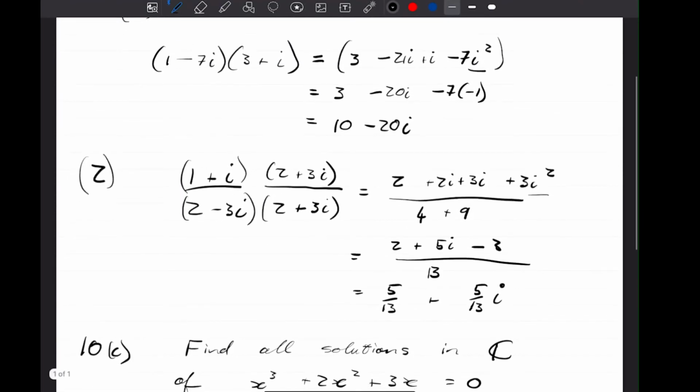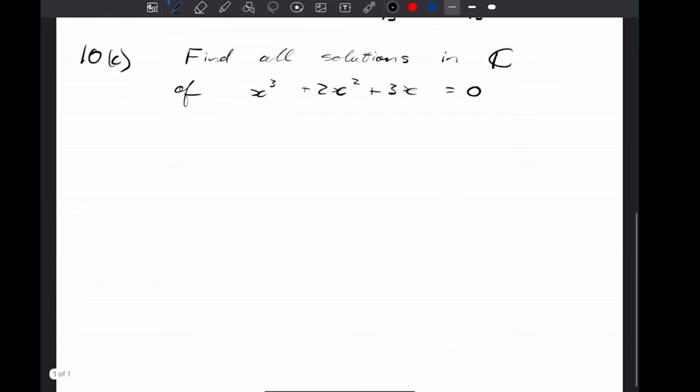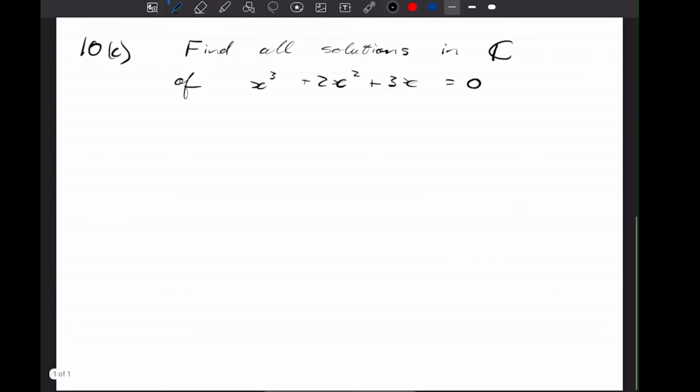So all that this requires is a little bit of practice to get your intuition right for computing with complex numbers. Fairly easy. Let's take a look at number 10C.